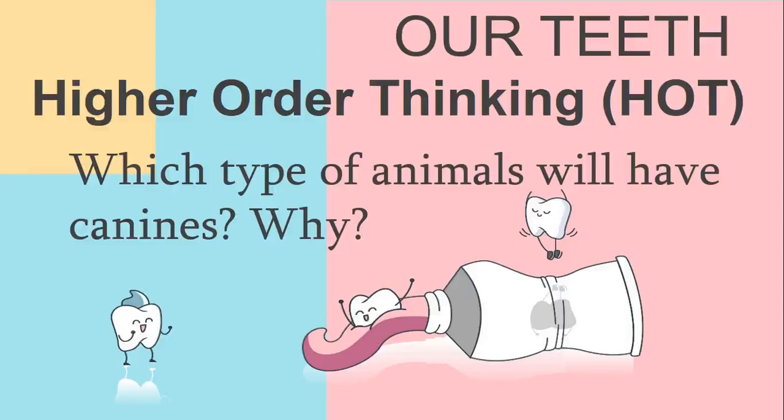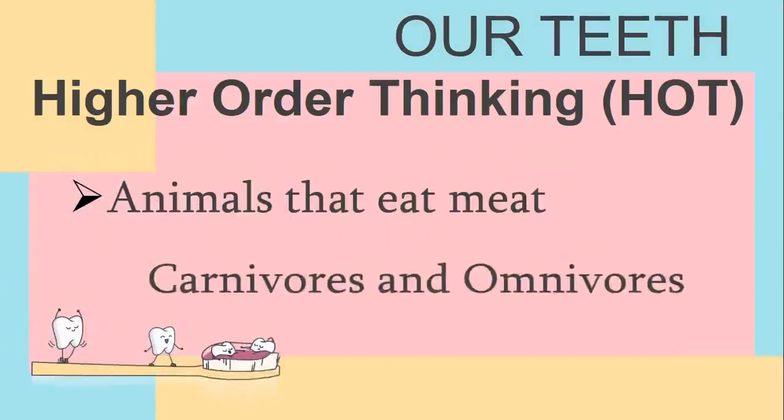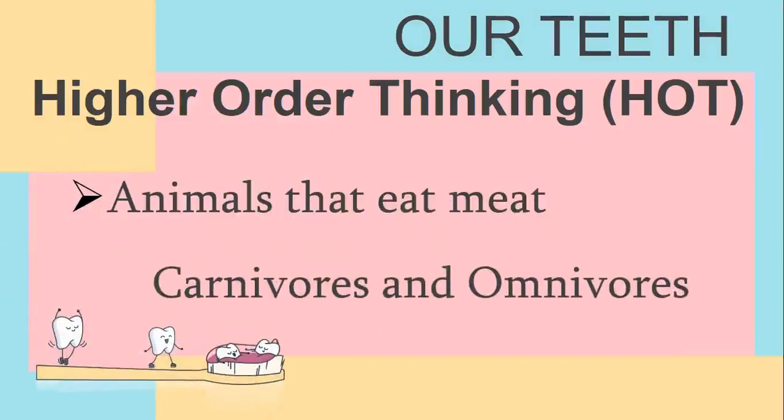Now tell me, which type of animals need to tear the food? Some of you say that lion, tiger, and some of you say that human. Right. Animals that eat meat have to tear the food. So, carnivores and omnivores will have canines to tear the flesh of animals they eat.